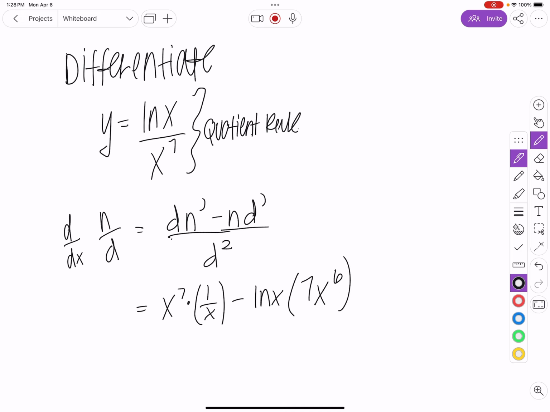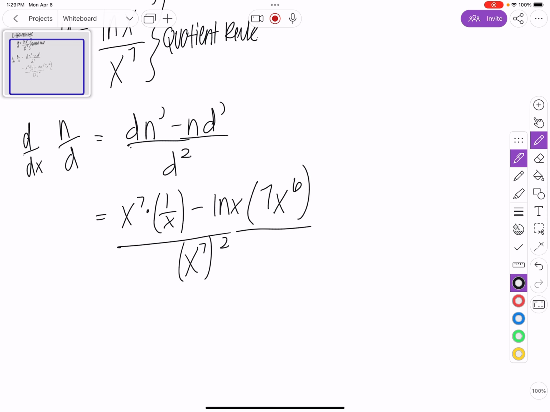So because I made that mistake earlier, let me point out some things that I've done. Denominator, x to the 7th, came from right here. Derivative of the numerator, I took the derivative of the natural log of x, which is 1 over x. Numerator, copied and pasted, so the numerator was natural log of x. Derivative of the denominator: the denominator is x to the 7th, so its derivative is 7x to the 6th. I now need to divide by the denominator squared.